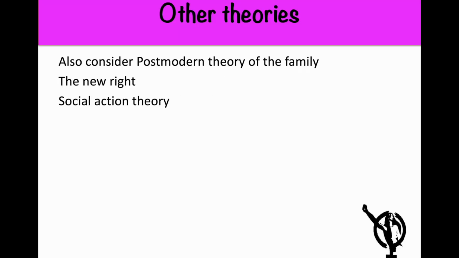I just put that there are other theories too. A good theory to consider in opposition to these theories on this presentation is postmodern theory, which basically says that we have a lot of diversity and difference and choice in family relationships, and therefore it's not necessarily the case that the family has a certain function or a certain set of functions. Everyone's family can be different and have a different function for them. And there are also theories like the New Right and social action theory that can also be covered in relation to this discussion.